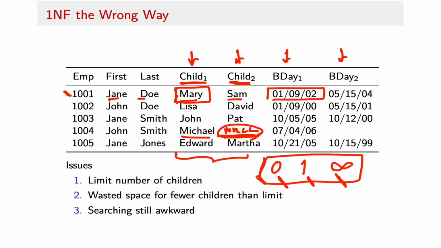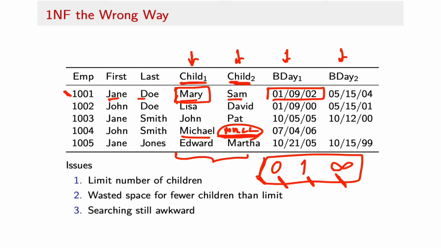So right away, we refer to these things as bad smells. As you're looking at the design of the database, you should have this sense that something's stinky about this design, and follow your nose and say, hey, this is violating the 0, 1, infinity principle because we've set an arbitrary limit to the number of kids an employee can have.